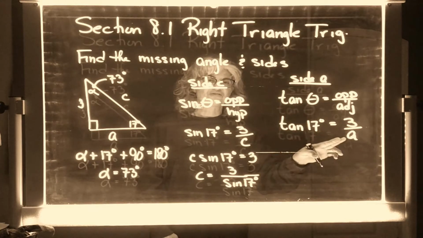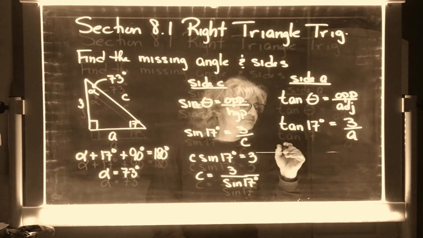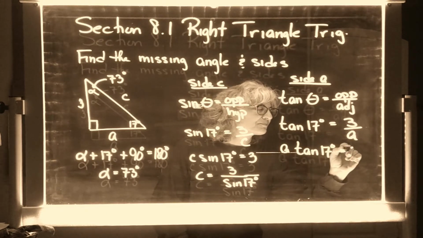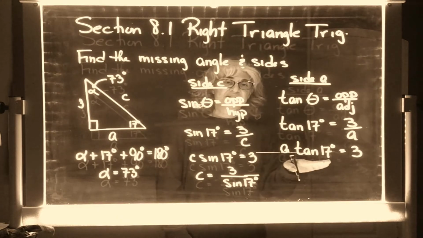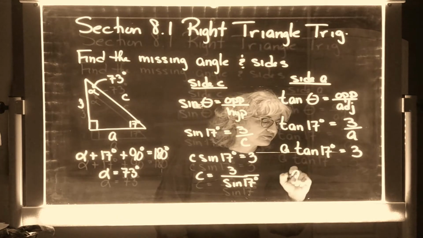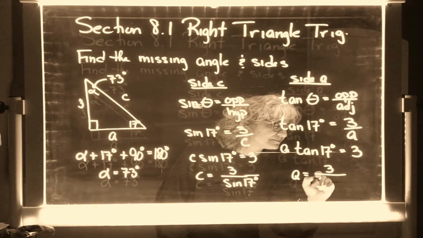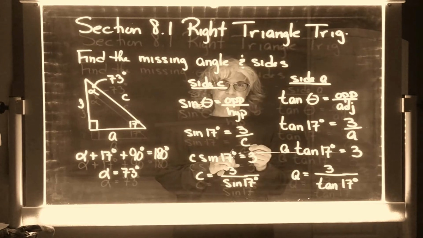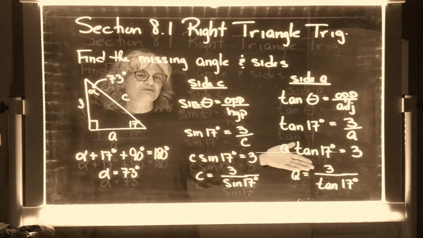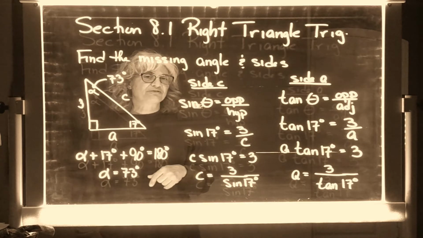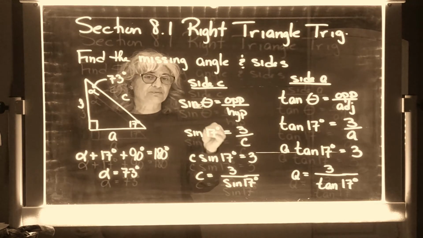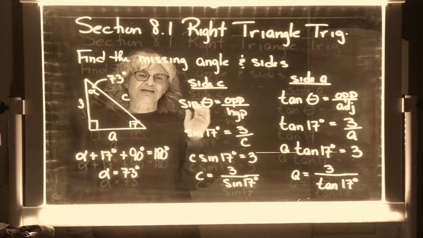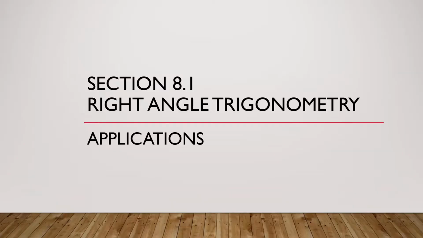Algebra, got to solve for A, don't want it in the denominator, multiply both sides by it, and get rid of the tangent of 17 degrees to get A by itself. Cool? Okay, and again, depending how many decimal places they want, you can just punch that into the calculator and figure it out. But please, again, be very aware your calculator needs to be in degree mode in order to do that correctly. Cool? Okay, loving it. Stay tuned, we've got some applications.